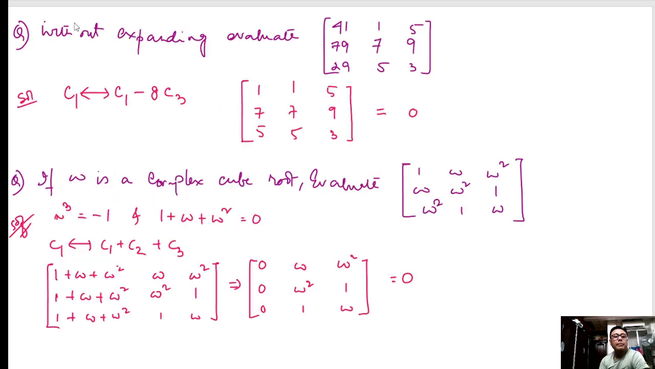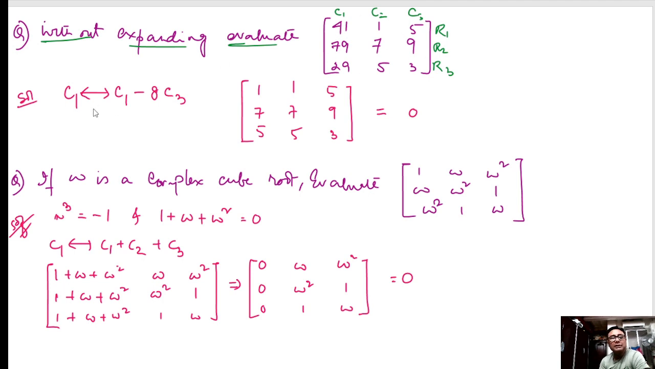Next is, let's see, without expanding. That means you have to use your properties. Without expanding, evaluate, find the value of this. So we have to use our properties to find the value of this. See how we are using our properties. As we know, this is our first column, second column, third column, first row, second row, third row. Let us see what we can do to simplify this determinant.